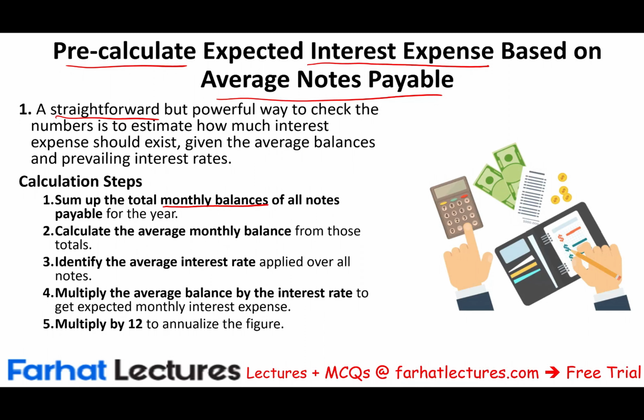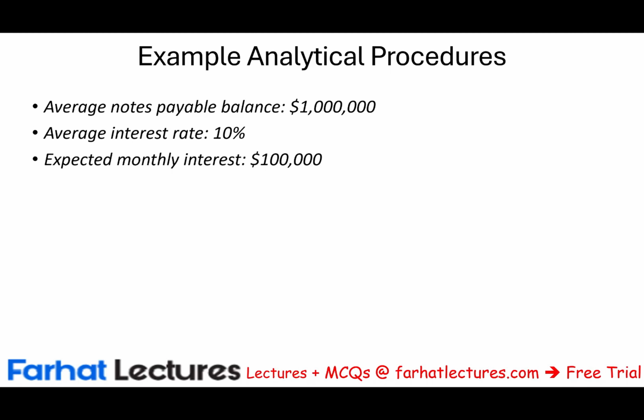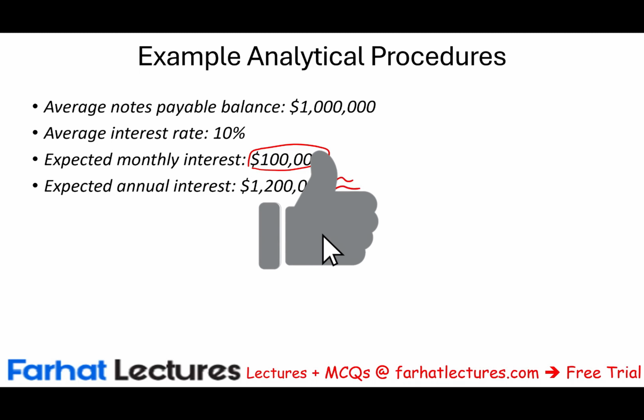Exactly how do you do that? Say the average notes payable is $1 million. The average interest rate is 10%. The expected monthly interest expense is $100,000. Therefore, the annual interest expense could be $1.2 million. Again, we're looking here for averages for the loan balances, and the average interest rate is 10%. So what does that mean? Interest expense should be approximately $1.2 million.